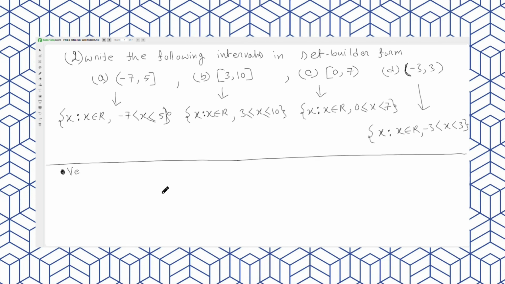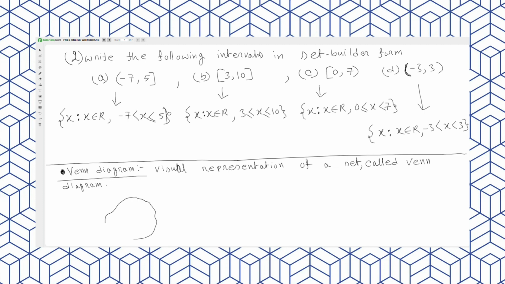Now see what a Venn diagram is. A visual representation of a set is called a Venn diagram. We can use any shape to represent a set and put the elements into the shape, like this or this or this circle, and put the elements in it. This is a Venn diagram. Now the topic is subset.